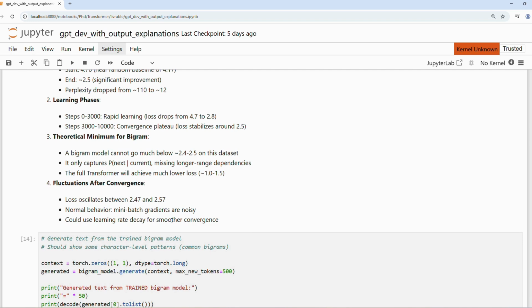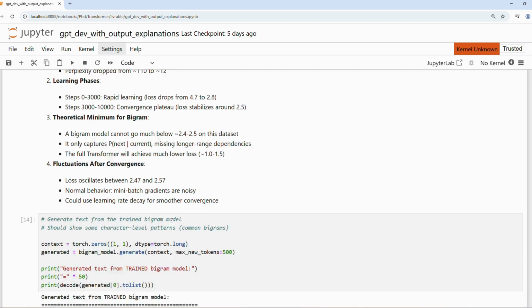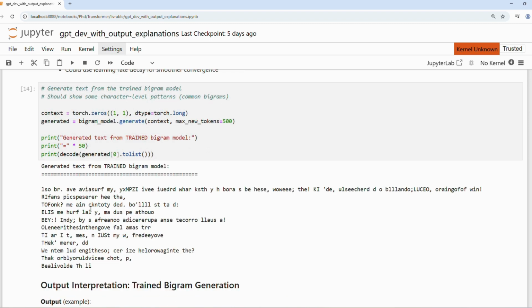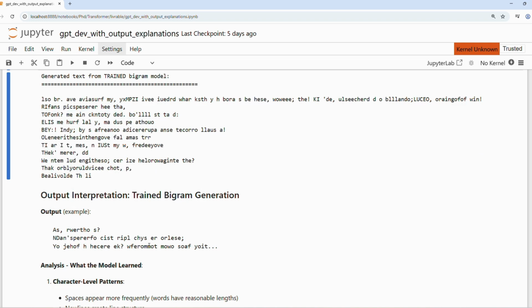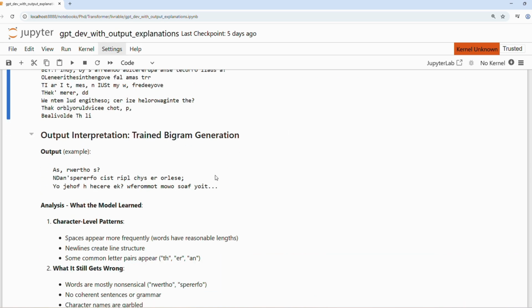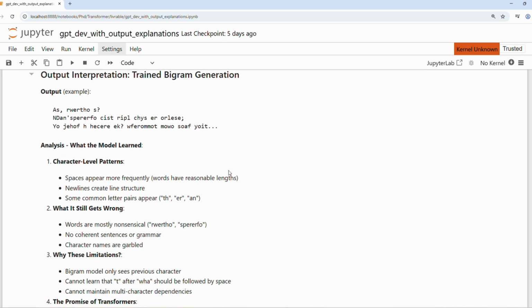Now, let's look at what the trained Bigram model generates. It's still not English, but it's dramatically better than random noise. We start seeing common letter combinations, some short words, and character patterns that look vaguely language-like. For example, you might see fragments like "the" or "and" appearing occasionally. The model has learned which characters tend to follow which other characters, but without any broader context, it simply cannot produce coherent text. This is the fundamental limitation we need to overcome.